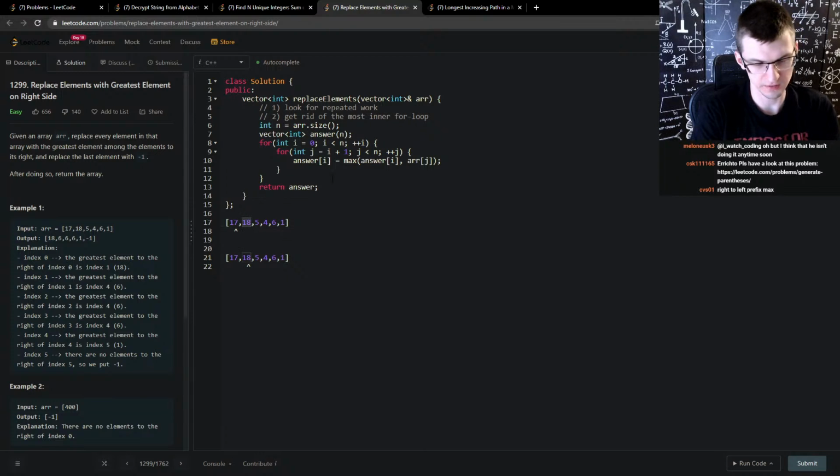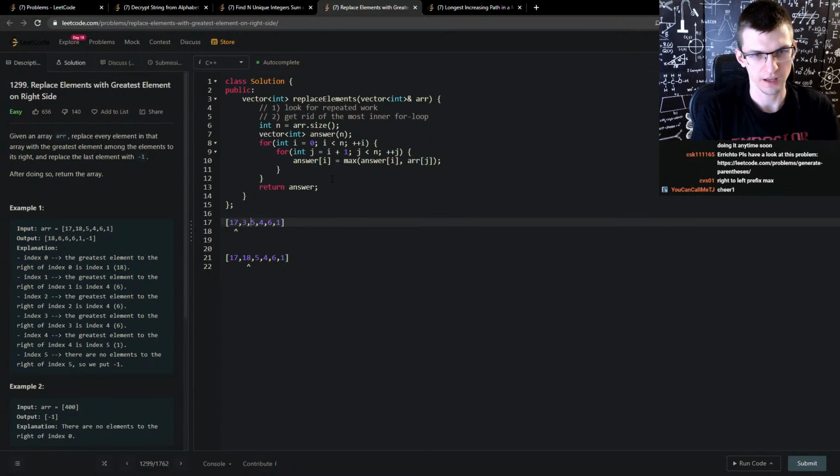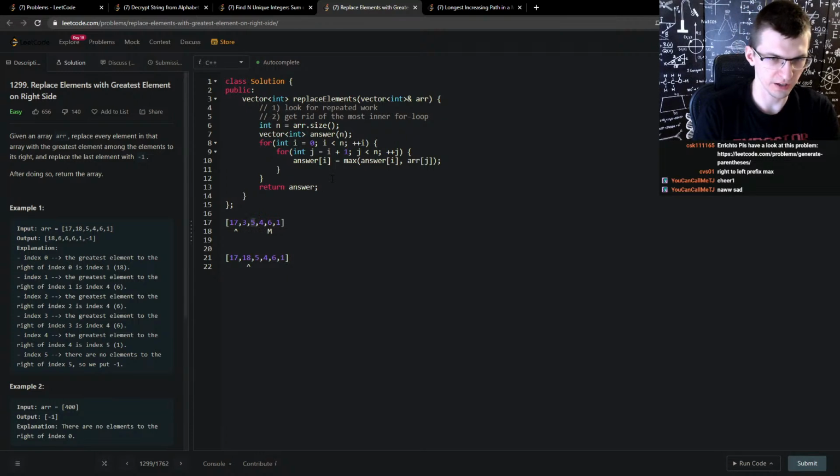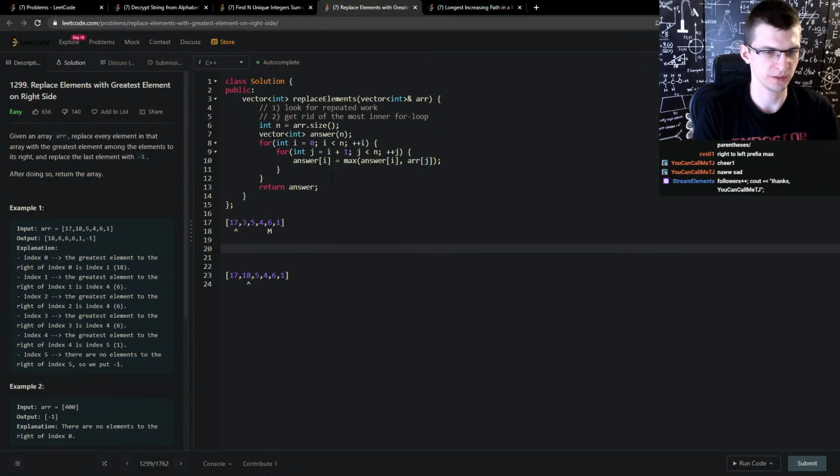let's say that this value was 3, and I found out that the maximum is here, a 6 is the maximum, then I know that it's the same maximum when I look from 3 to the right, and from 5 to the right, and from 4 to the right. So this is some improvement.